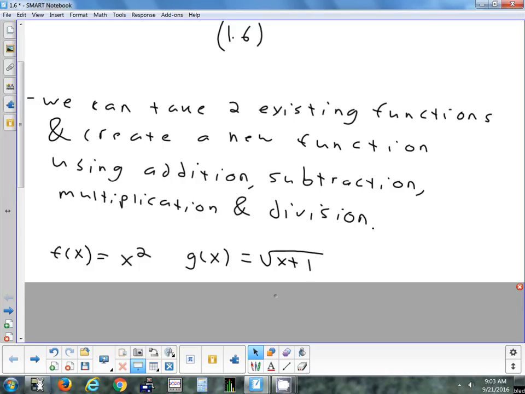All right, so I'll give you two basic functions, f of x and g of x, and we'll create new functions by doing these four operations. When we do this, if we can combine like terms or simplify something, we will. If we can't, then we can't. We only combine and simplify what we can.